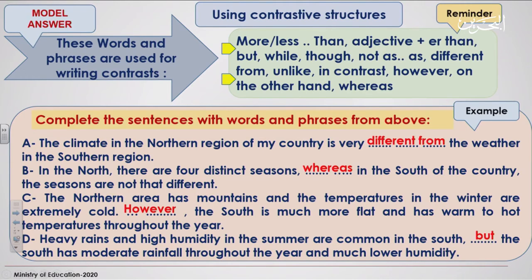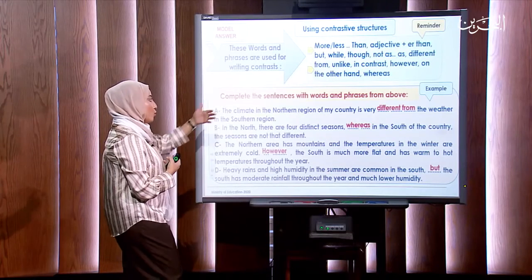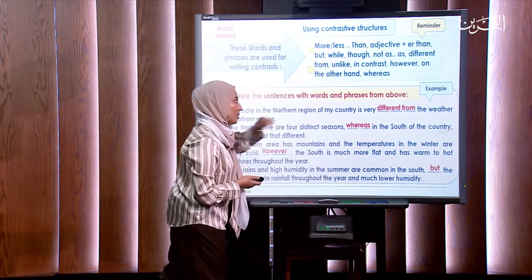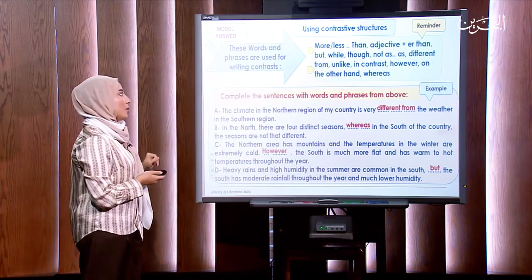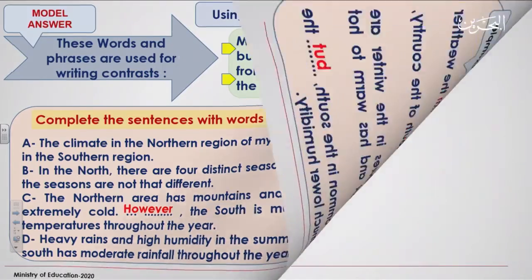However, the south is much more flat and has warm to hot temperatures throughout the year. Heavy rains and high humidity in the summer are common in the north, but the south has moderate rainfall throughout the year and much lower humidity. So here, the differences. We were mentioning something and then the other is the opposite. So we used the above phrases.